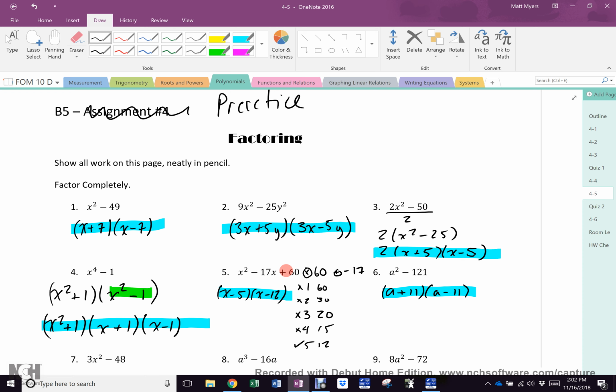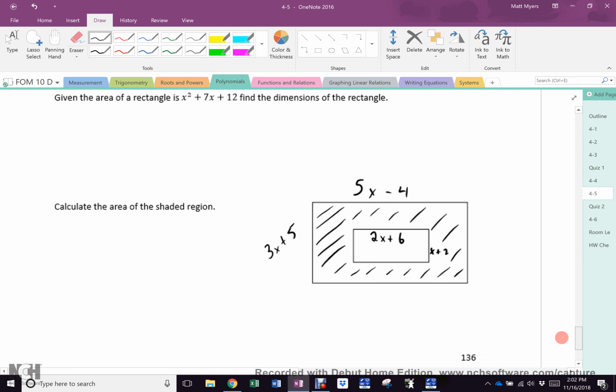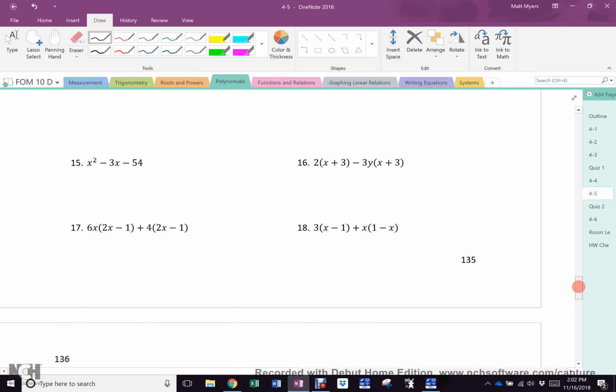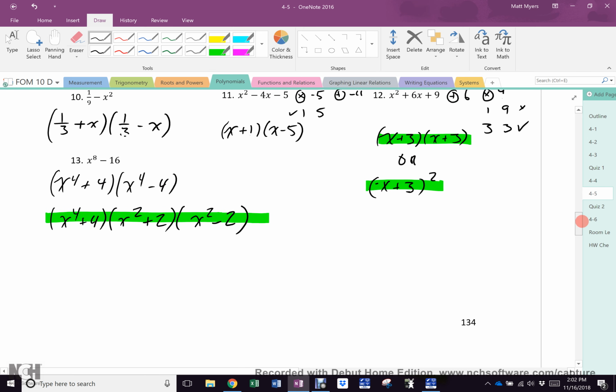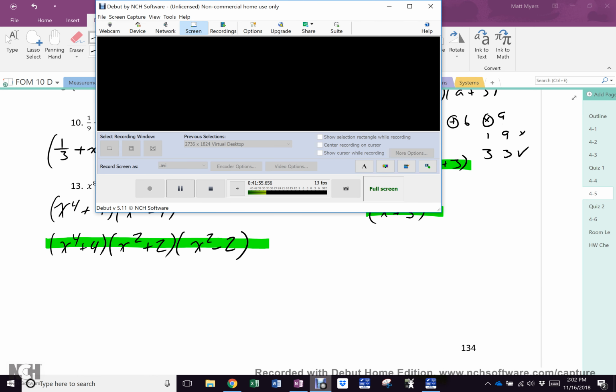Just 135 to sign it on the back, not 136. I don't know. Was it pleasant? I'd better check. Oh, yeah, crap. I forgot about 136. No, 136 messes you guys up. We're going to do 136's notes. Nice. Find an integer.